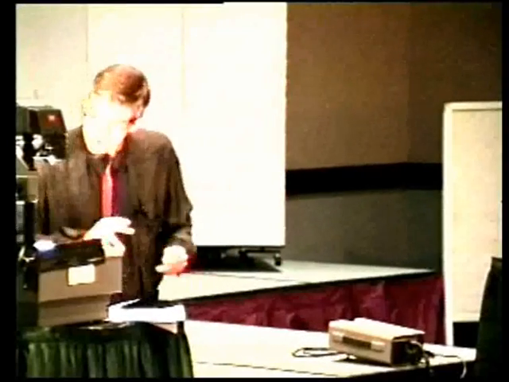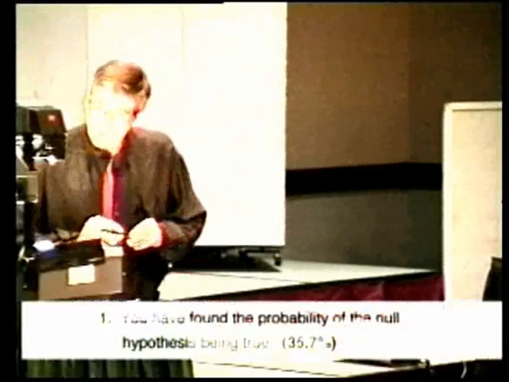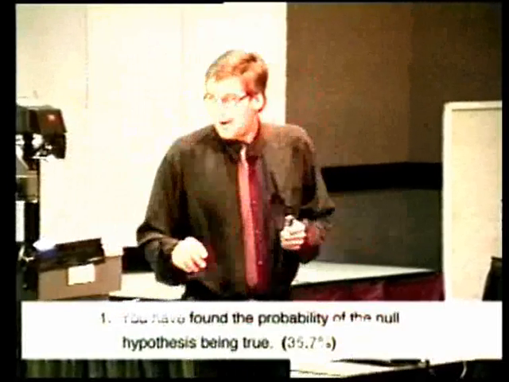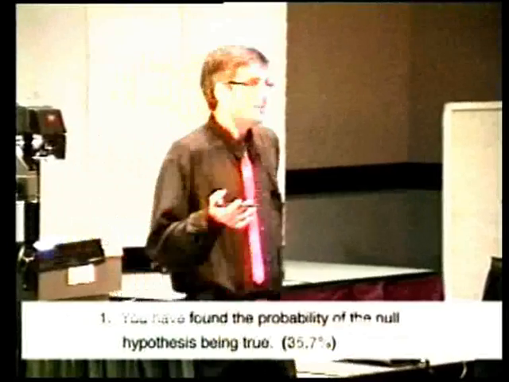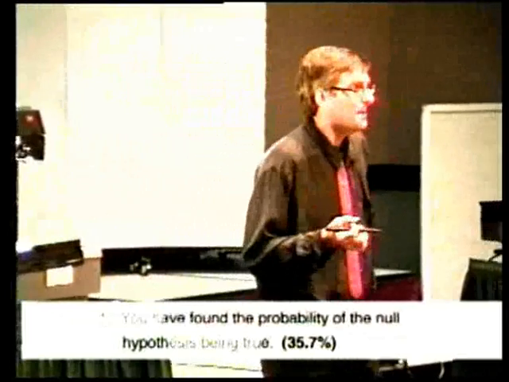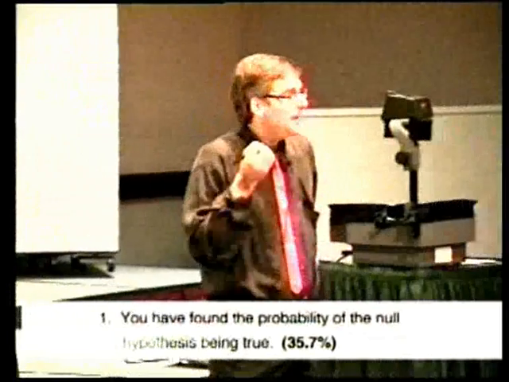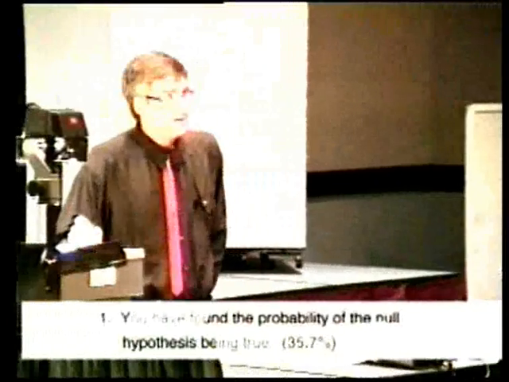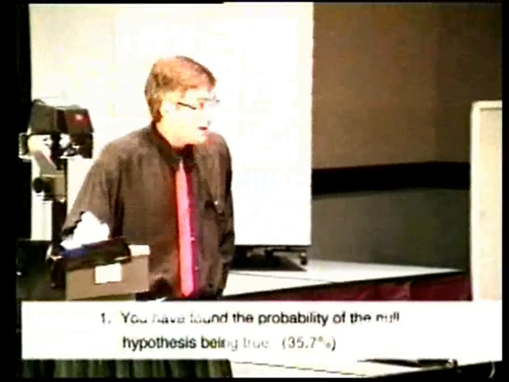Now, in fact, each of these statements is false. But let's take each one in turn. You found the probability of the null hypothesis being true. Well, 35.7% of the sample agreed with that statement. They were probably thinking that the obtained p-value, p equals 0.01, was the probability of the null hypothesis being true. In fact, that's false.